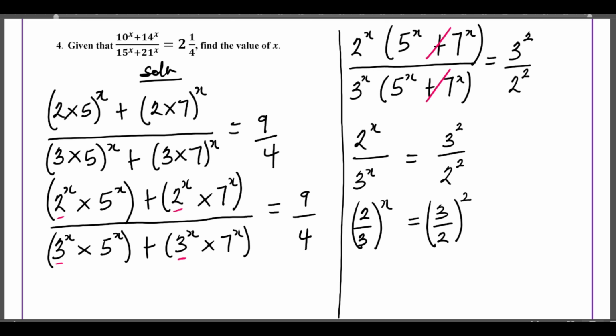Imagine if the bases were the same, then straight away we would have said that x must be equal to 2. But somehow the bases look familiar, but they are not the same. So we need to make sure that they have the same base. So what do we do?